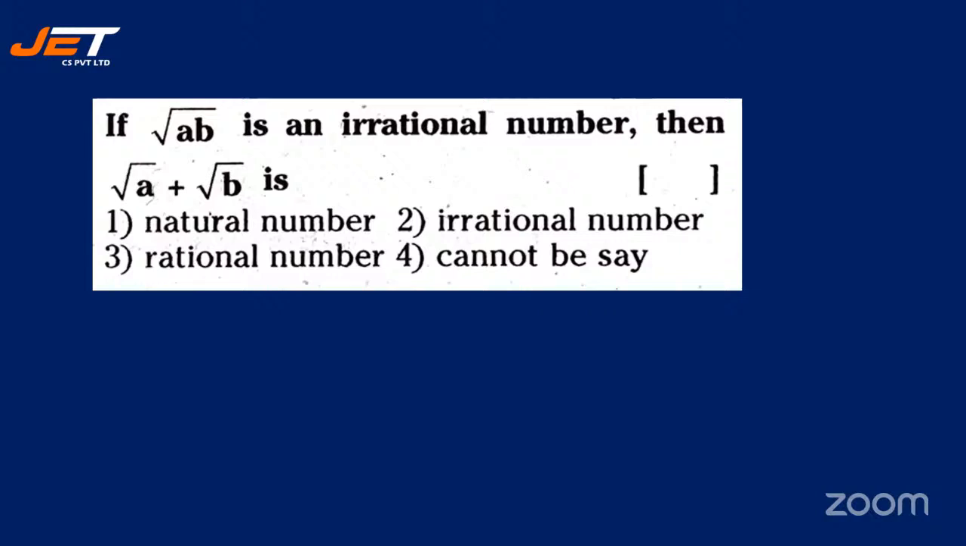Such a beautiful question. If root AB is an irrational number, then root A plus root B is dash. Is it a natural number? Is it an irrational number? A rational number, or nothing can be told about this. Take time, quickly think over it and give me the answer, students.